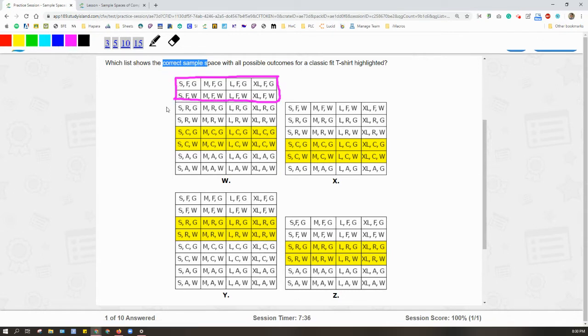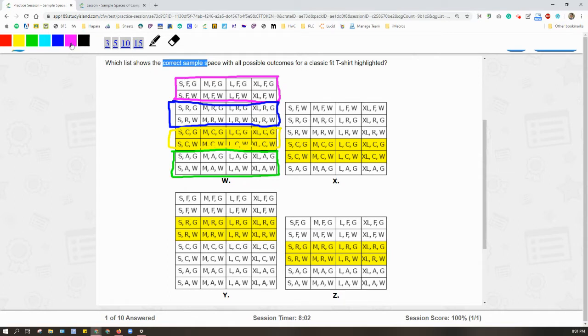Then in blue, I'll put the regular fit. Blue, that's all the regular fit options. Then in yellow, it's already highlighted, the classic fit options. So there's the yellow ones. So it's already highlighted in yellow. I'm just putting more yellow. And then finally, the athletic fit, I'll put in green. Here are the athletic fit options. Let's compare that to table X.